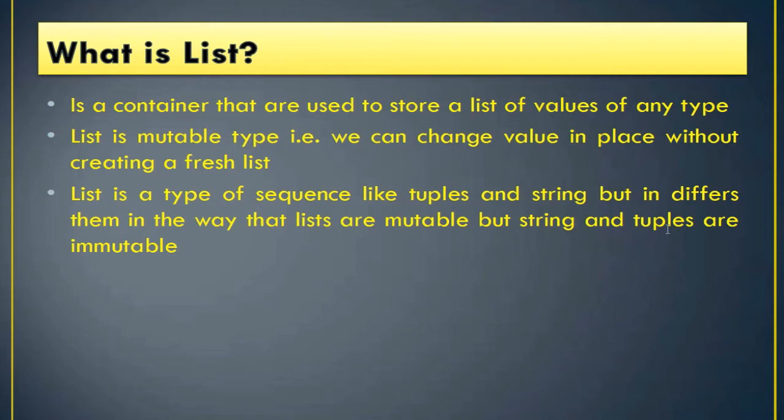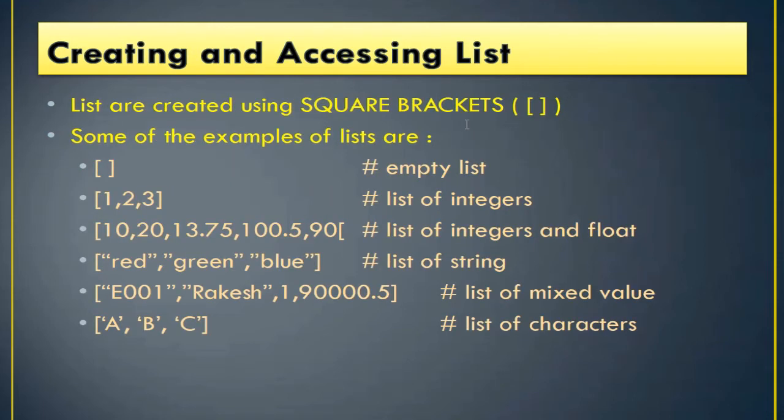Okay, next is how to create and access your list. Lists are created using the square bracket. You should remember, the list is created by using which brackets? Square bracket. Now some examples of list. This is what? Empty list. Now 1 2 3 inserted in a square bracket, so these are a list of integers. Next 20, 20, 13.75, these values are stored as a list of integers and float. Next red, green, blue, these are a list of strings.